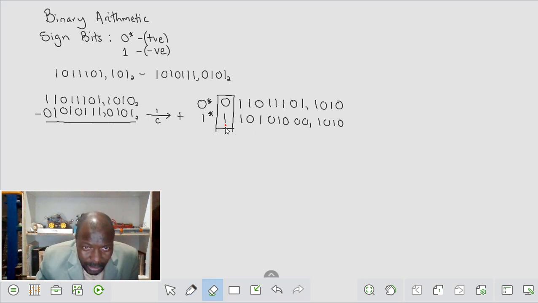I don't need this box here. So what you then do is we add those two. 0 plus 0 is 0.